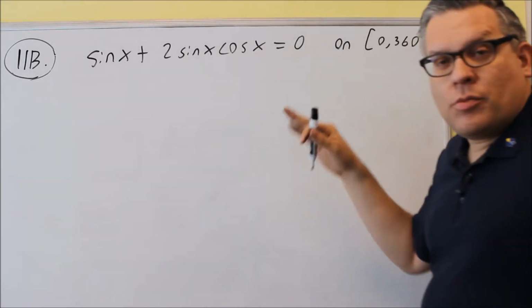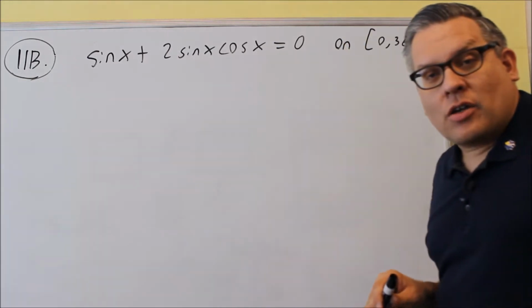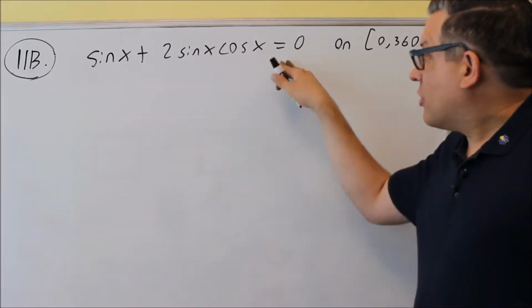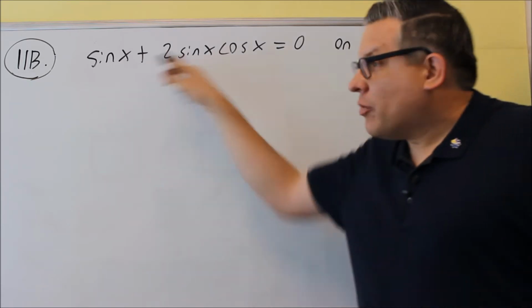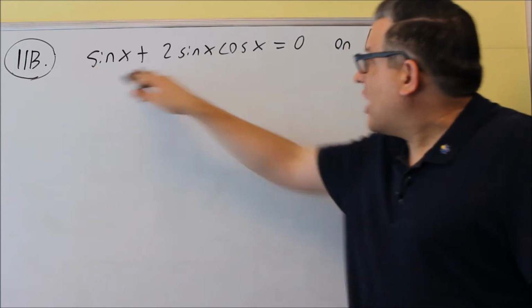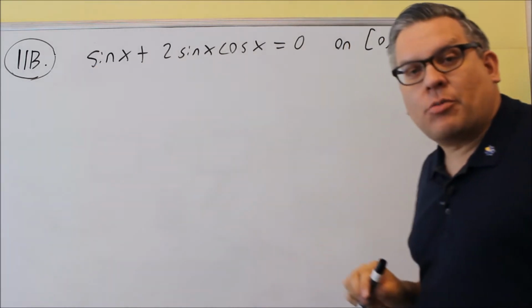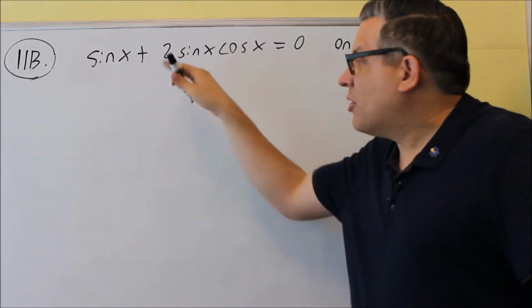Now the last problem, we had one that was factored, but this one is not. In order to set these equal to 0, they have to be multiplied together, so it has to be factored. We can't just take sine x equals 0 and this one equals 0. That doesn't work because we got a plus sign in between. So you want to look for a common factor to pull out.